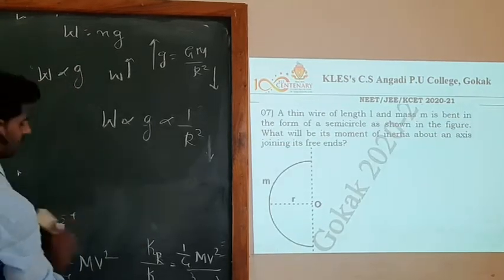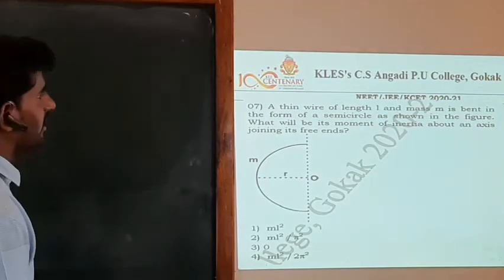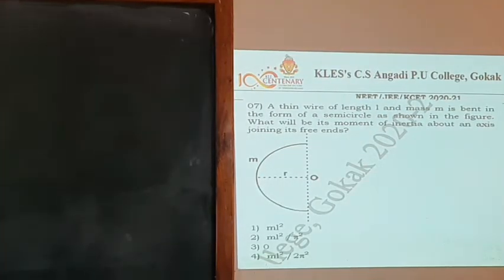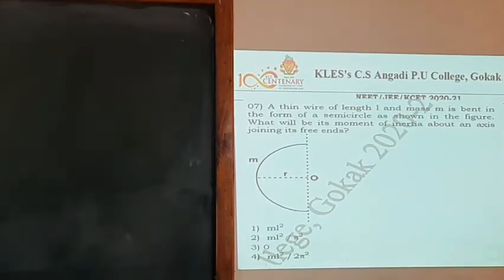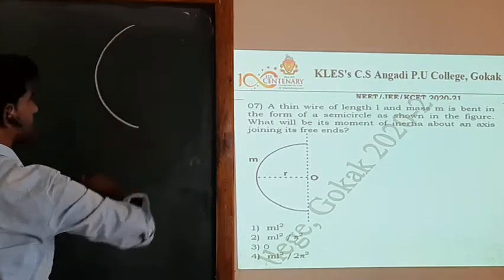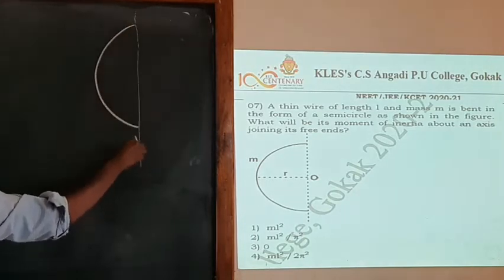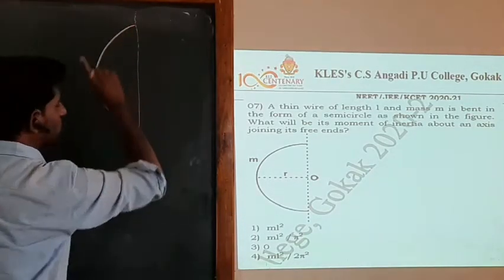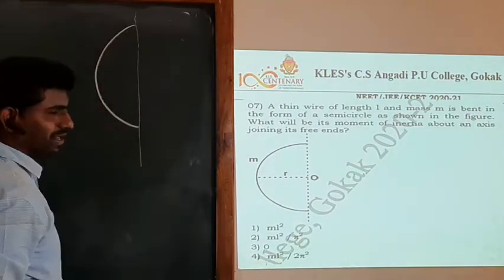Okay, the next question. See here. Okay, question number 7. A thin wire of length L and mass m is bent in the form of a semicircle as shown in the figure. What will be its moment of inertia about an axis joining its free ends? Okay, so the wire is bent in the form of a semicircle, and we rotate it about an axis which connects those two free ends. Here it is like a half ring.